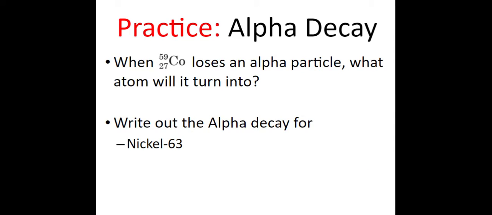So again, let's practice this. When cobalt-59 loses an alpha particle, what atom will it turn into? And then the next practice, write out the alpha decay for nickel-63. I'll give you guys about a minute and a half to do that. And then we'll come back and we'll show each other our answers by holding up our notebooks to the camera.